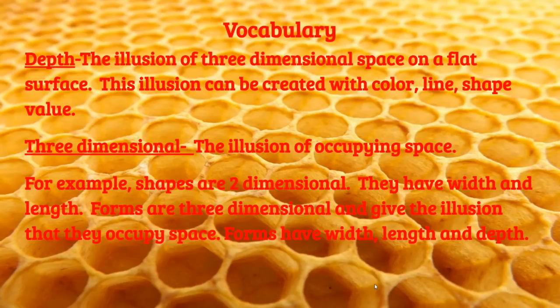Our next vocabulary words are depth and three-dimensional. Depth is the illusion of three-dimensional space on a flat surface. This illusion can be created with color, line, shape, and value. Three-dimensional is the illusion of occupying space. For example, shapes are two-dimensional. They have width and length. Forms, however, are three-dimensional. They give the illusion that they occupy space and have width, length, and depth.